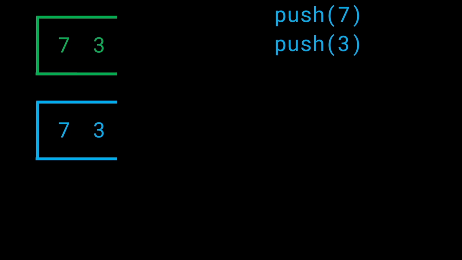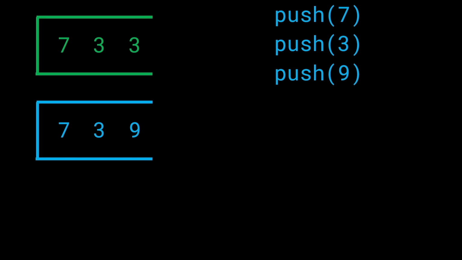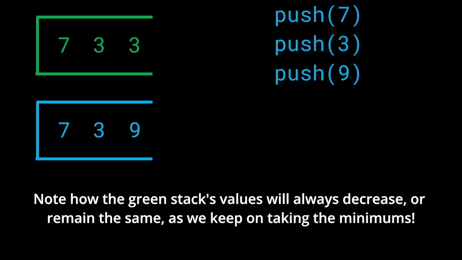Now let's say we get a push 3 operation. What do we do? Because this is the blue stack, we'll simply add 3 to the top of the stack. But we'll have the 3 reflect changes in the green stack as well. That is, the green stack is now going to store a value that is the minimum of 7 and 3, because we have 2 elements in the stack. So we're going to have the minimum of 3 and 7, and so we'll store 3. Now let's say we get a push 9 operation. Now the top of the blue stack will have 9, but the top of the green stack will have the value 3. That is because 3 is the minimum of 3 and 9, which is the minimum value of the entire stack.